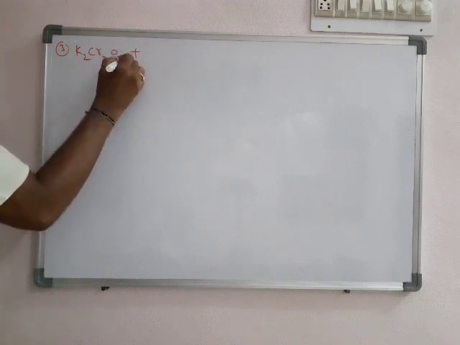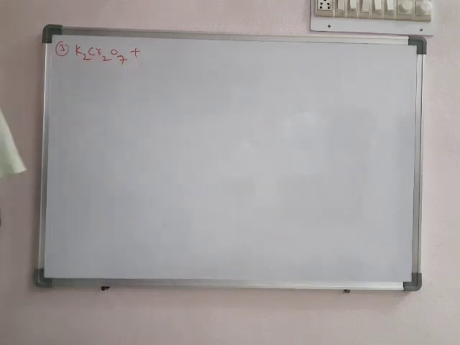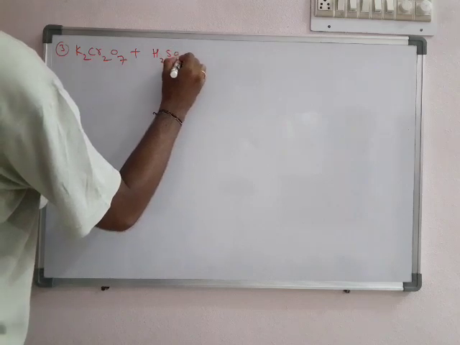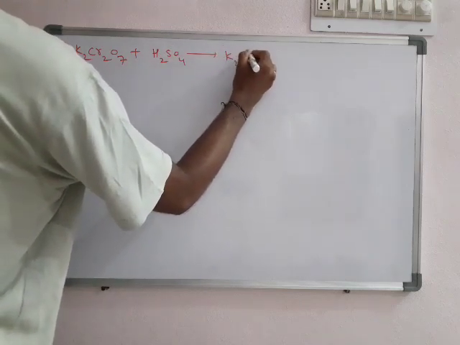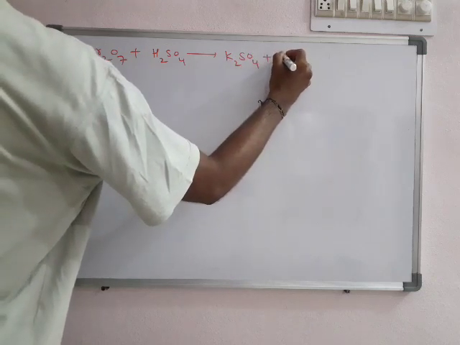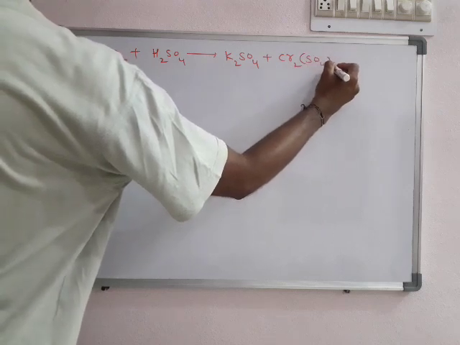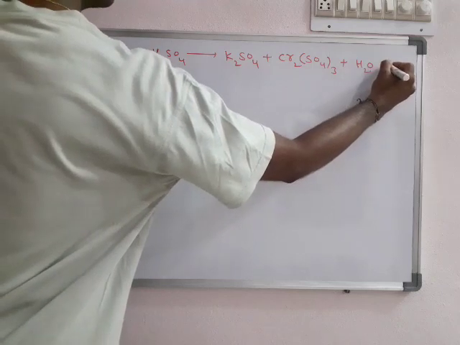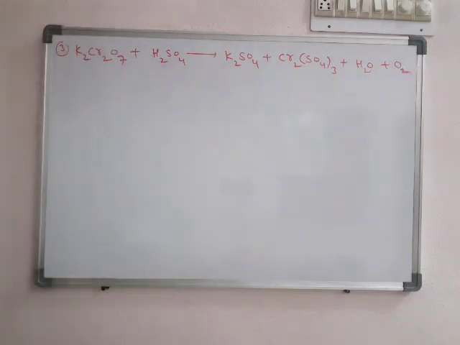Potassium dichromate, do you know the name of this compound? Potassium dichromate plus H2SO4, gives K2SO4 plus Cr2(SO4)3 plus H2O plus O2. Looking very big. I think we need to spend more time on this example.